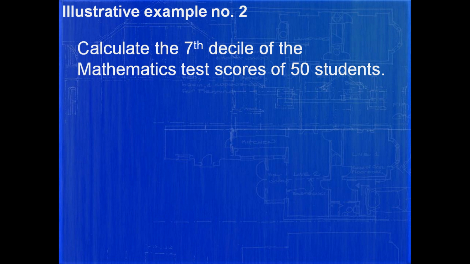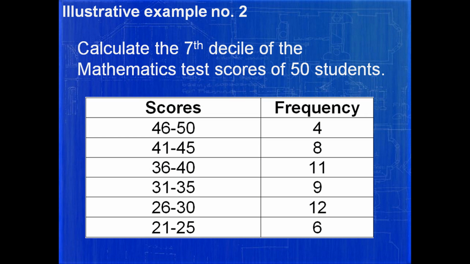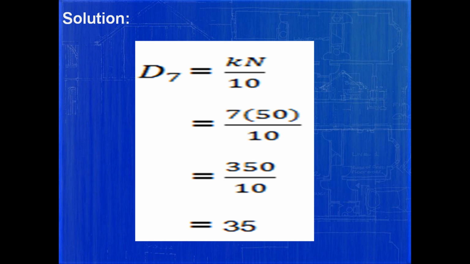Another illustrative example, number 2: calculate the 7th decile of the mathematics test scores of 50 students given this table. Since the table is provided, you will no longer calculate its interval, so the interval used is 5. We can now calculate the 7th decile, substituting the values of k and n. That makes it 35.